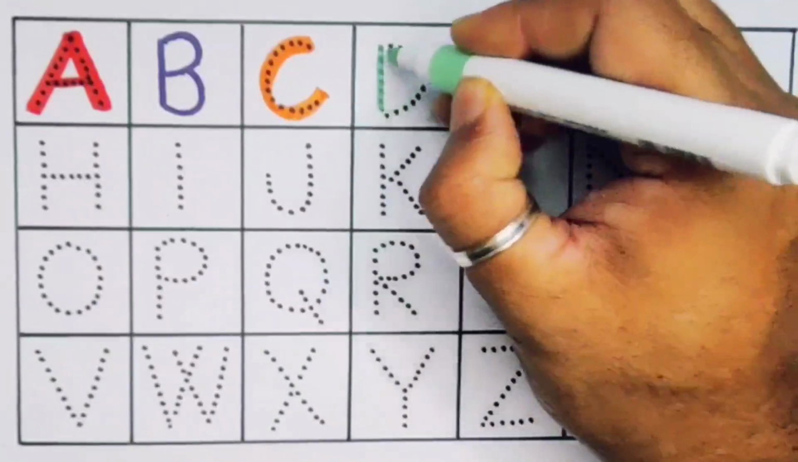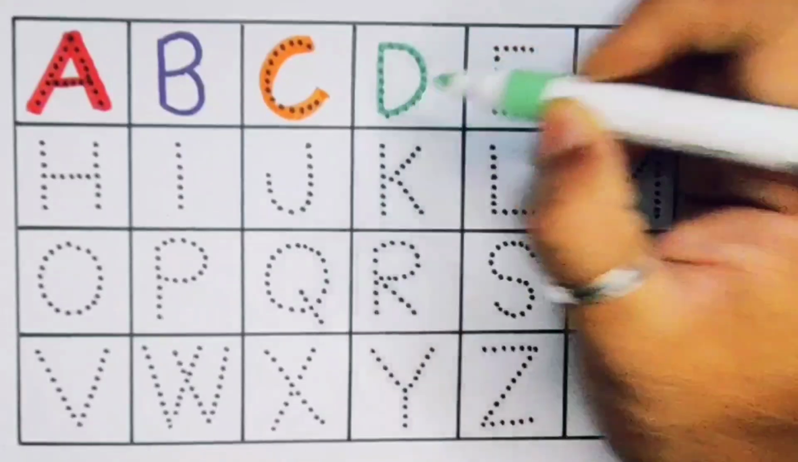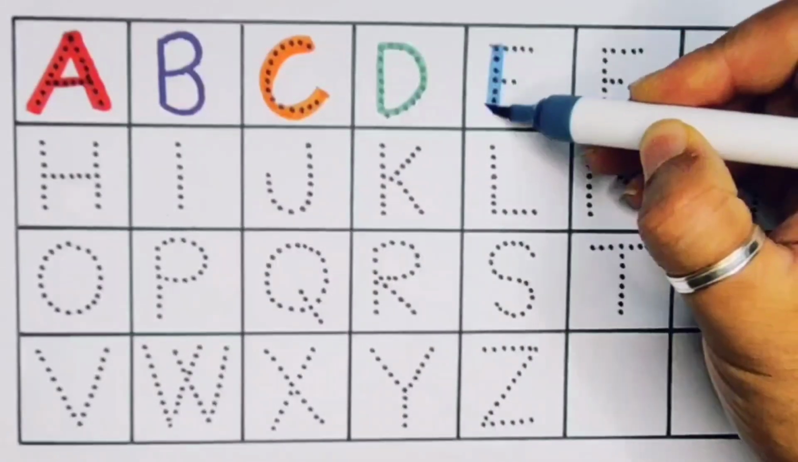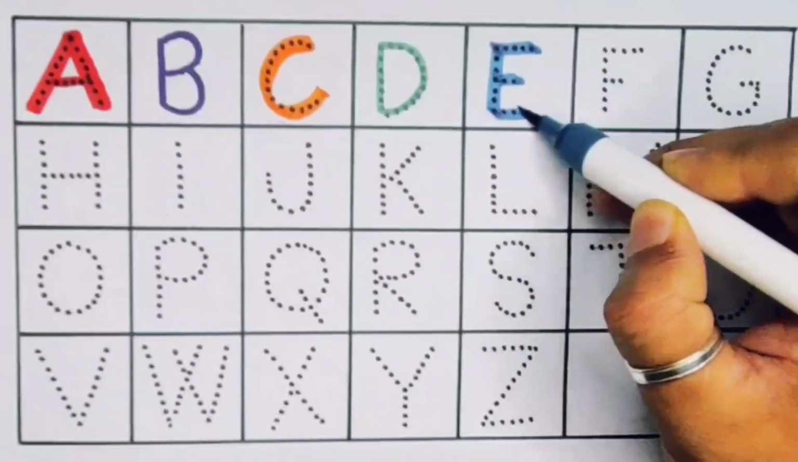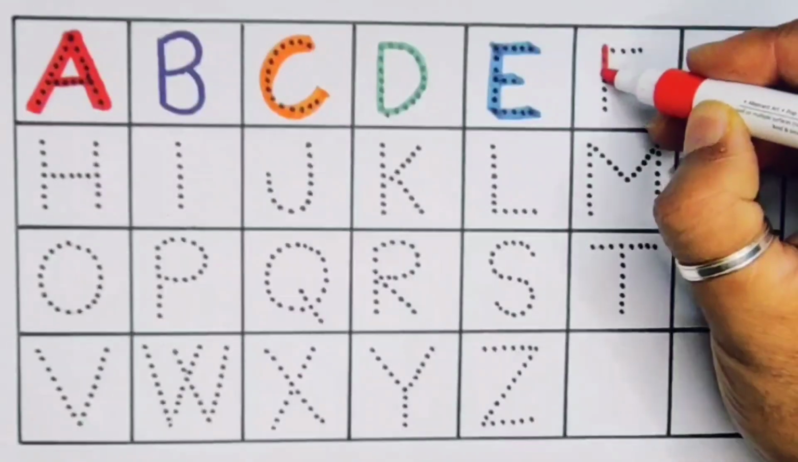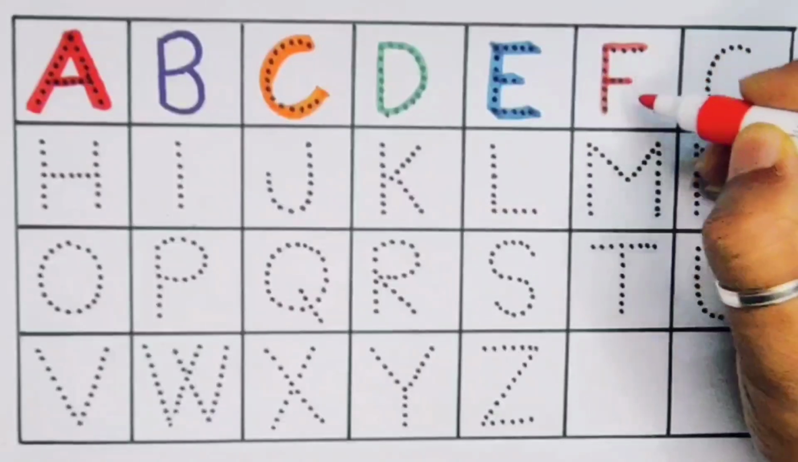Next, D for dolphin. Next, E for elephant. Next kids, F for fish.